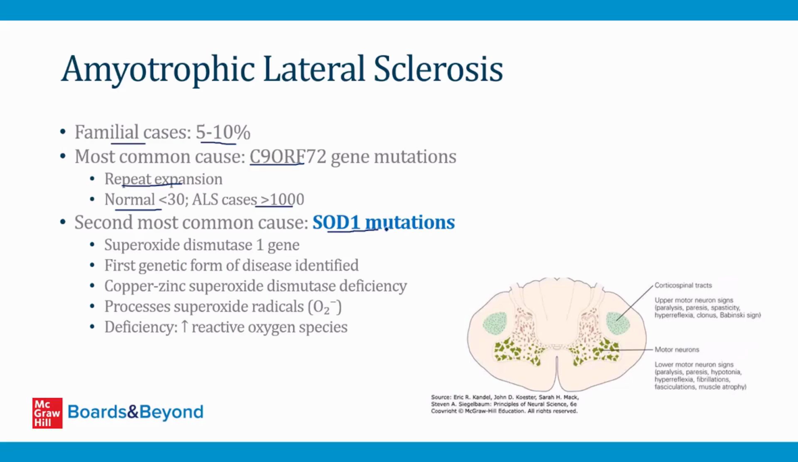This was the first gene mutation described associated with ALS. These mutations involve a gene for an enzyme called superoxide dismutase 1. And as I said, this was the first genetic form of the disease identified. This gene codes for a copper-zinc superoxide dismutase enzyme, which basically processes superoxide radicals, which are oxygen molecules with extra electrons. If you're deficient in this enzyme, these superoxide radicals persist inside of neurons and you get high reactive oxygen species. These are dangerous and they lead to cell death. This is the mechanism by which cells can die in ALS in patients who have this type of gene mutation.